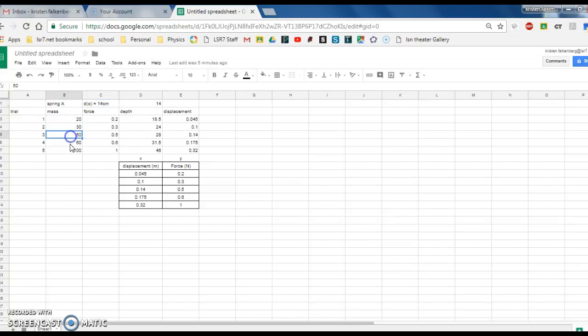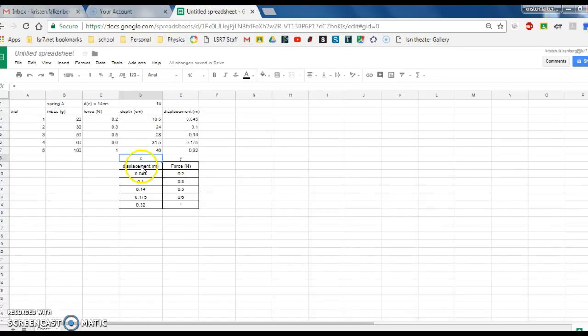I have my masses, and those are in grams. I put that in my table. I calculated force, and my force calculation is going to be in newtons. My depth, when we did our data in class, was in centimeters, but my displacement is going to be in meters. And what I did to make it a little bit easier is I copied the information down below.